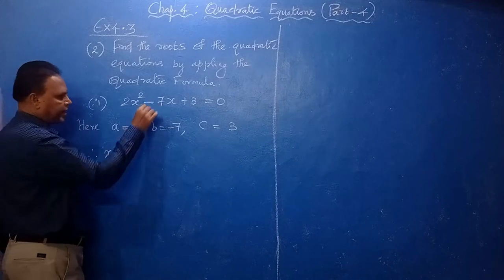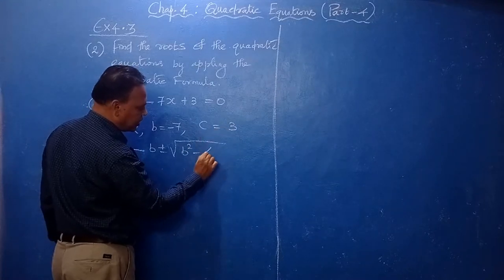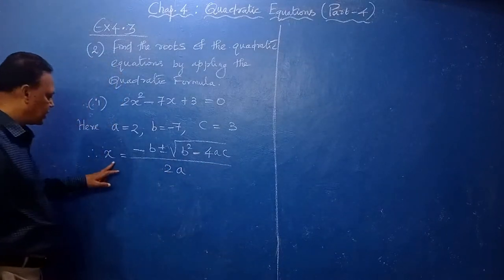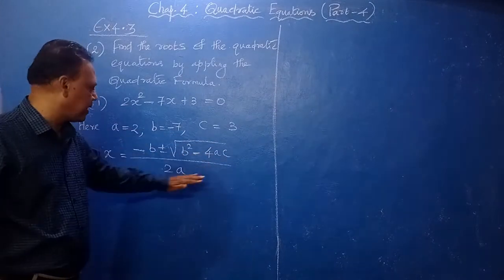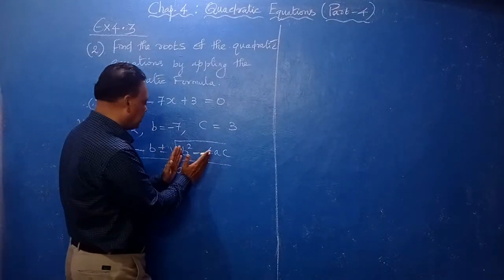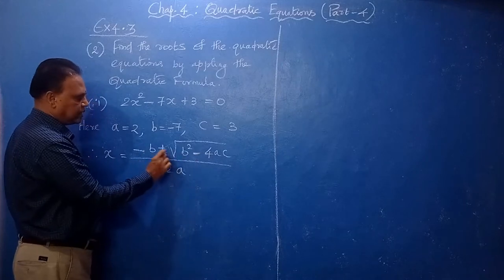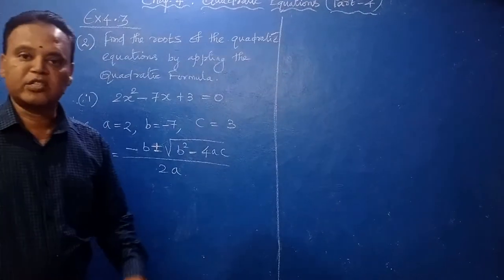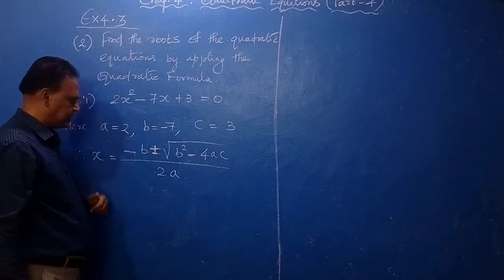Therefore, by the quadratic formula, x is equal to minus b plus or minus square root of b square minus 4ac, whole divided by 2a. You have to read it properly. x is equal to minus b plus or minus square root of b square minus 4ac, whole divided by 2a. You should not read it simply as divided by 2a. Whole divided by 2a means it is applicable to both terms. So that is very important. Reading mathematics correctly is very, very important, then only you will not make any mistakes, right?